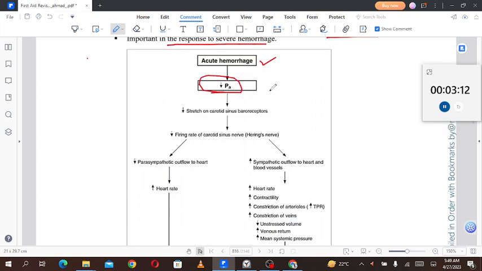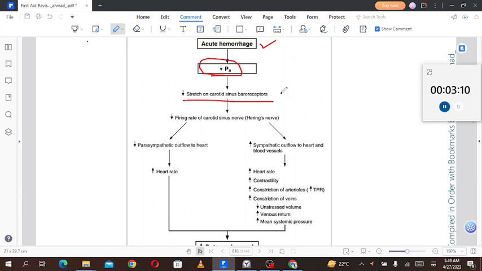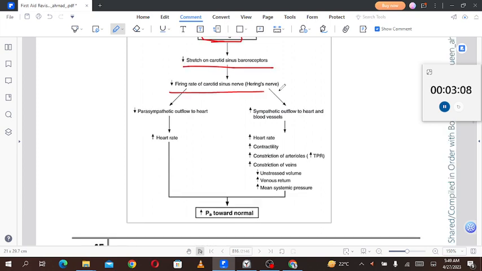Arterial blood pressure decreases the stretch on the carotid sinus baroreceptor, which decreases the firing rate of the carotid nerve, or Hering's nerve, which decreases the parasympathetic outflow to the heart. The decrease in parasympathetic outflow to the heart increases the heart rate and ultimately increases arterial pressure towards normal. Also, the decreased firing rate of the carotid sinus nerve, Hering's nerve, which is a branch of the glossopharyngeal nerve, by the way, increases the sympathetic outflow to the heart and blood vessels, which increases the heart rate, increases contractility, increases constriction of the arterioles, and increases total peripheral resistance.